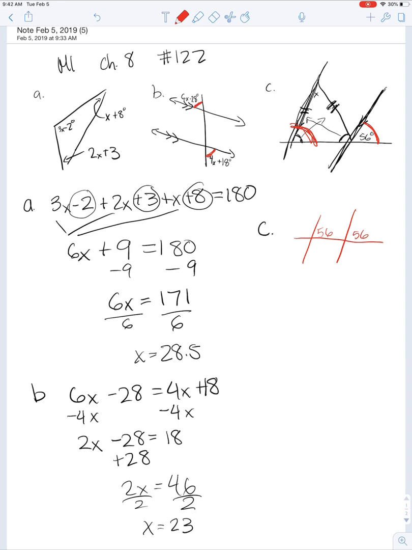So now what do I know? Well, I know this angle is 56. That means this angle has to be 56. That means you can now solve for x because of the triangle sum theorem. So you know x plus 56 equals 180. Solve for x.